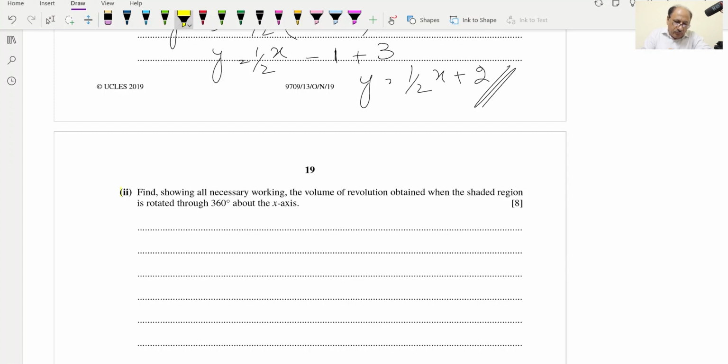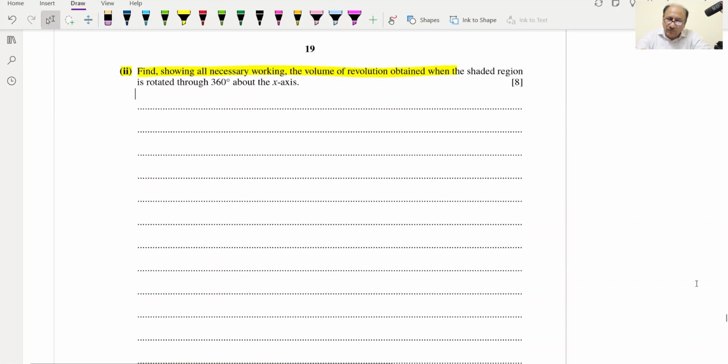Now part 2 says: find, showing all necessary working, the volume of the revolution obtained when the shaded region is rotated through 360 degrees about the x-axis. And see, this is an 8-mark question. So for rotation 360 degrees about the x-axis, we are taking pi integral y squared dx. So we can take y1 for the one equation and pi integral y2 squared dx for the second equation.